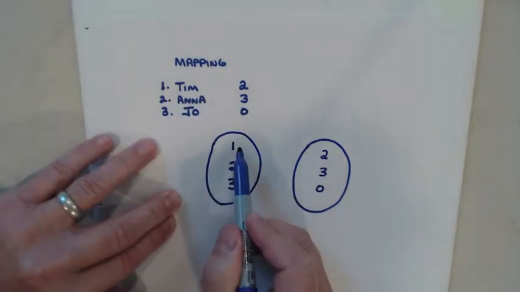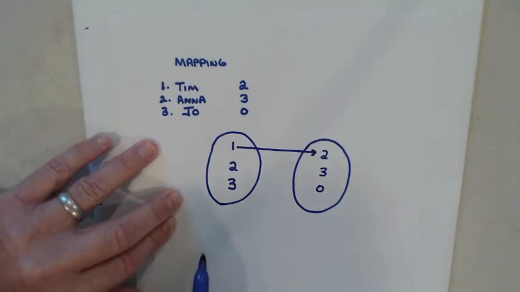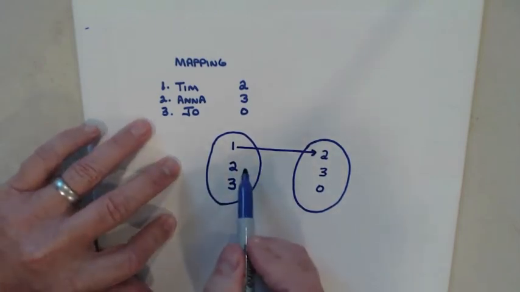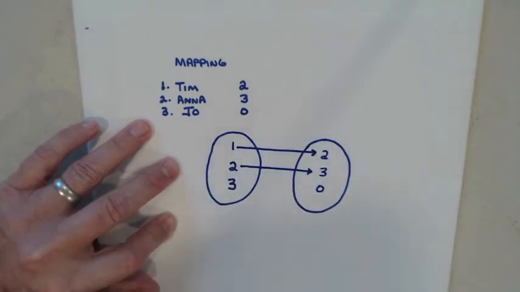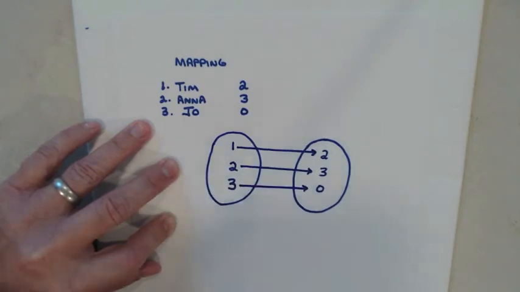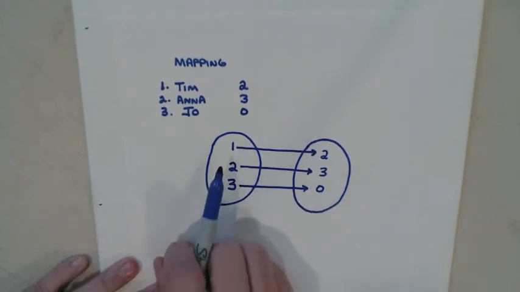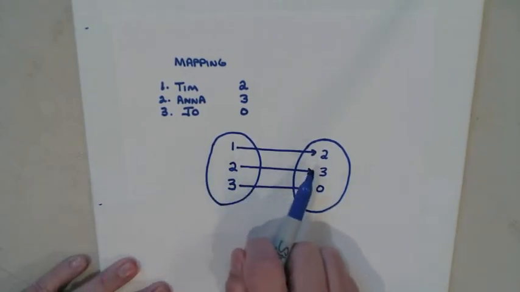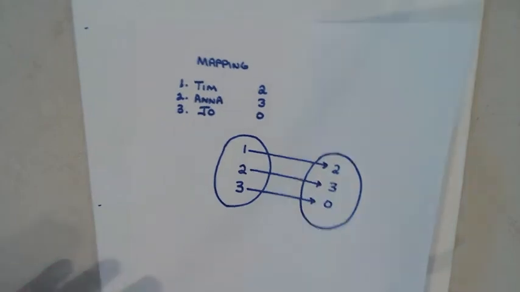Tim has 2 dogs, so I draw an arrow going like this. Anna has 3 dogs. I simply draw an arrow connecting it like that. Joe has 0 dogs. I simply connect it like that right there. This is a mapping. You connect the pieces of information. This is the people over here, and then you connect it to how many dogs they have over here. This is an example of a mapping.